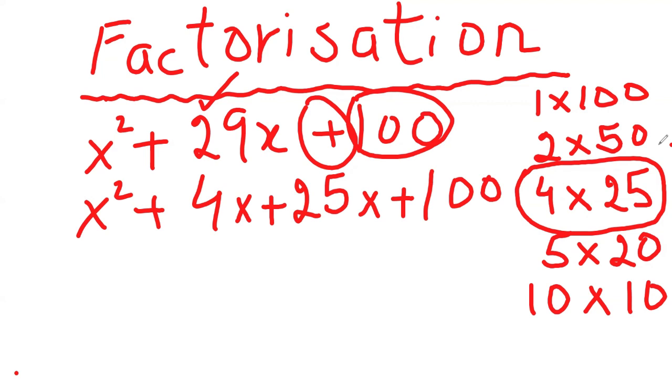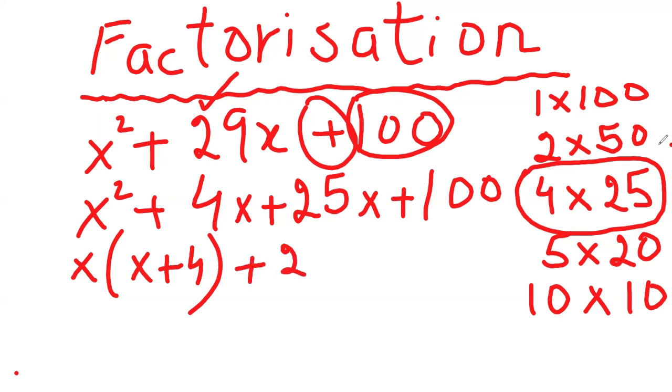Now take a common factor from the first two terms. X is a common factor. What are the remaining terms? X plus 4. Take common factor from the last two terms. 25 is a common factor. What is left? X plus 4. X plus 4 is left inside the bracket.